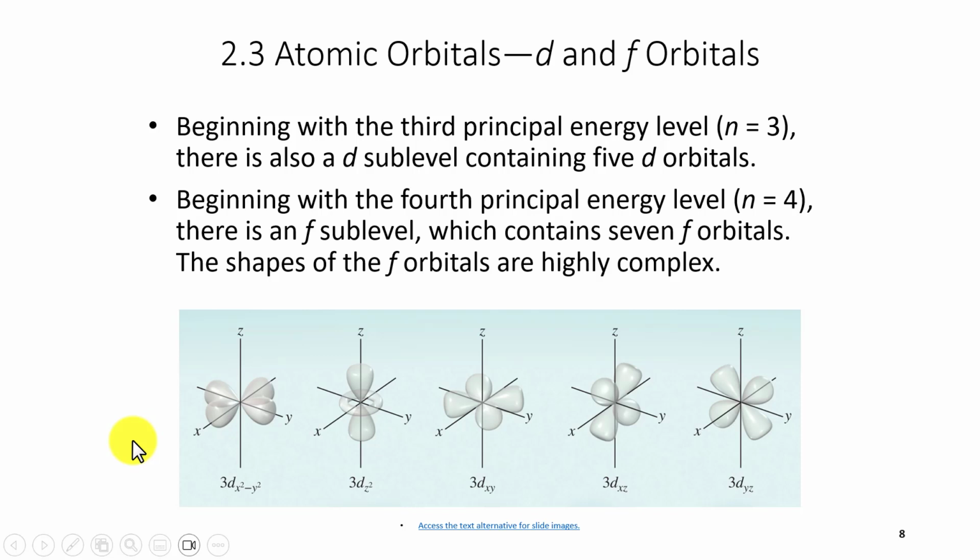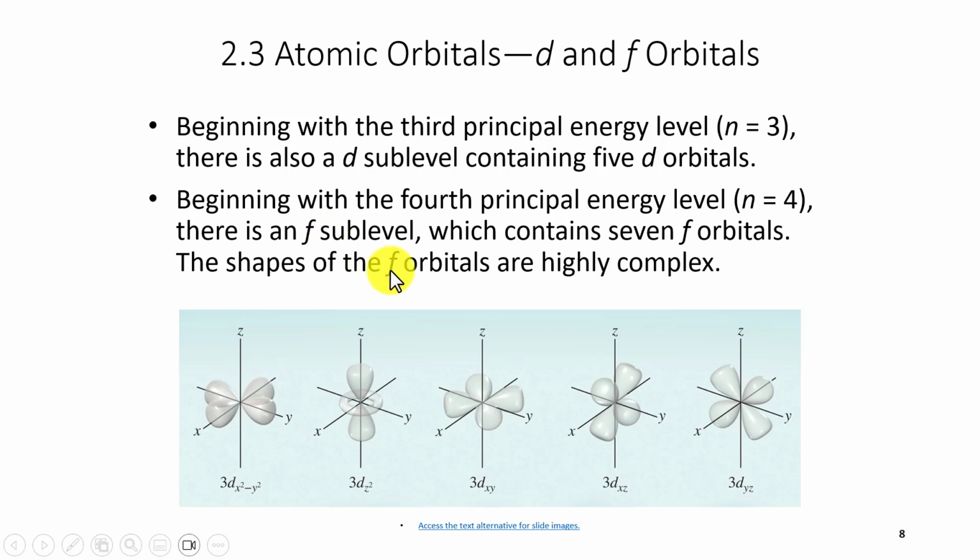Note that you do not have to memorize what the shapes look like, but you do have to know that the third energy level contains three sublevels, the s, the p, and the d. I haven't shown the s and the p here, just the d, because I wanted to show you the shapes of the d orbitals. The s and the p orbitals for the third energy level look just like the s and the p orbitals for the second energy level. They're just larger because they're now further away from the nucleus.